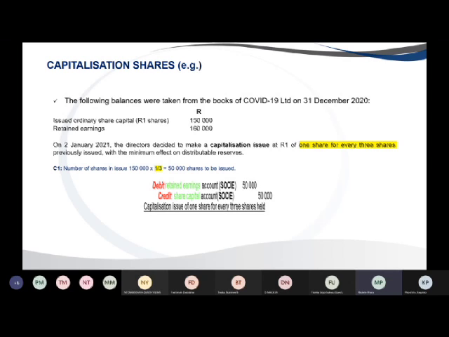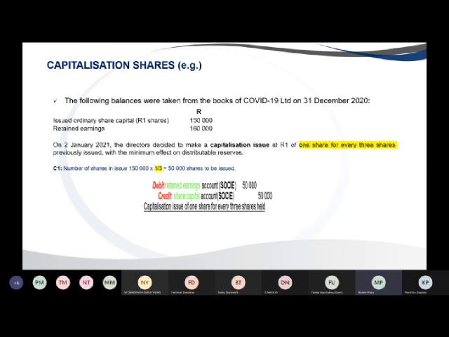I need to know where to write things down. But now for the cap issue, I need to multiply, because the impact is that for every 3 shares that I previously had, I get 1. So in terms of calculating the cap issue, it will be 50,000 shares to be issued. So it's 1 for every 3, so it's 1 divided by 3. If we just revisit a little bit of arithmetic there, what do I multiply with? I will multiply it with the number of shares.